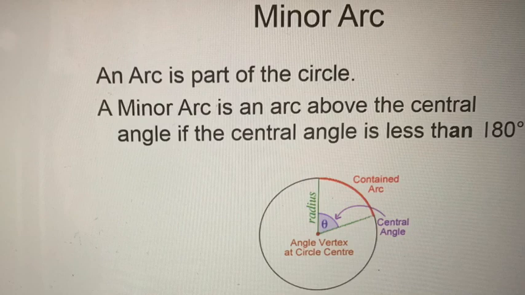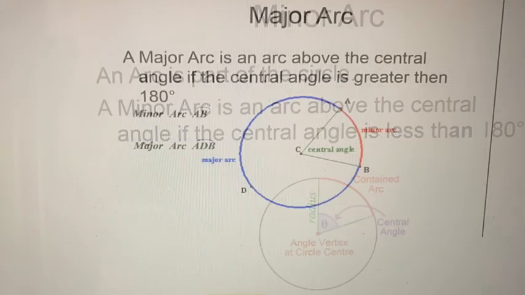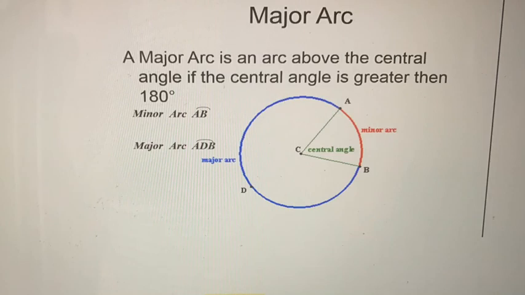We need to know about two kinds of arcs. A minor arc is an arc that is less than 180 degrees. And then we have a major arc. A major arc is greater than 180 degrees.